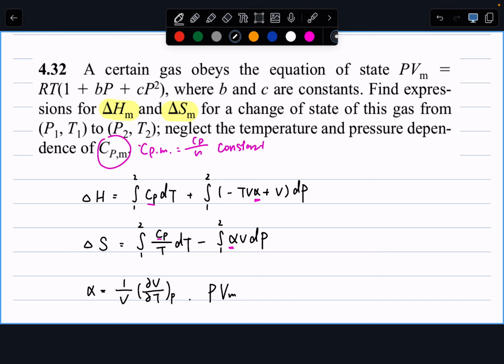And we have the equation of state. So P V_m equals RT times (1 plus BP plus CP squared). Or in this case, I should use the molar volume version of my alpha. That's all. So first step, listing everything that's mentioned in the question and seeing what are the tools we can use.